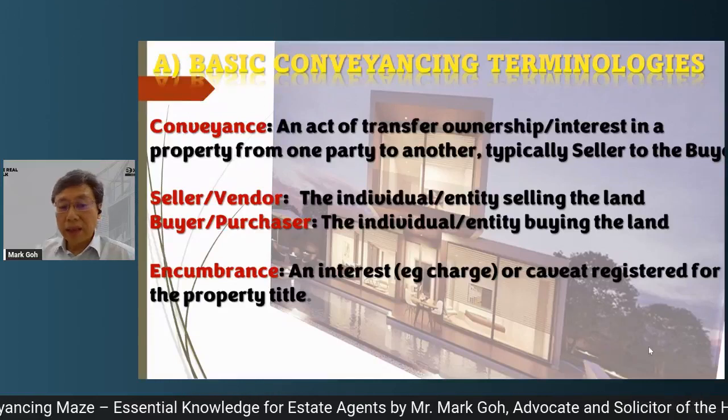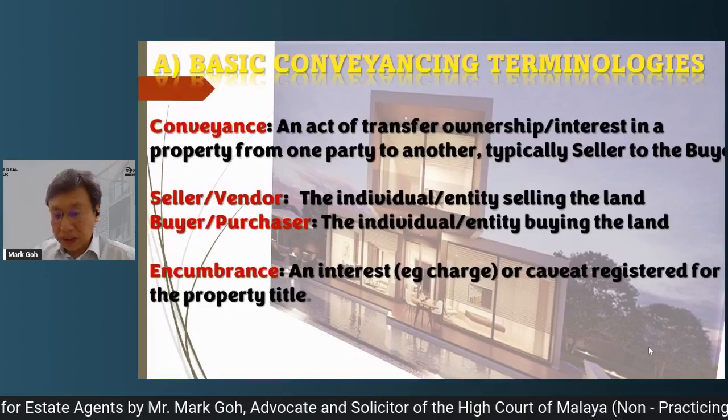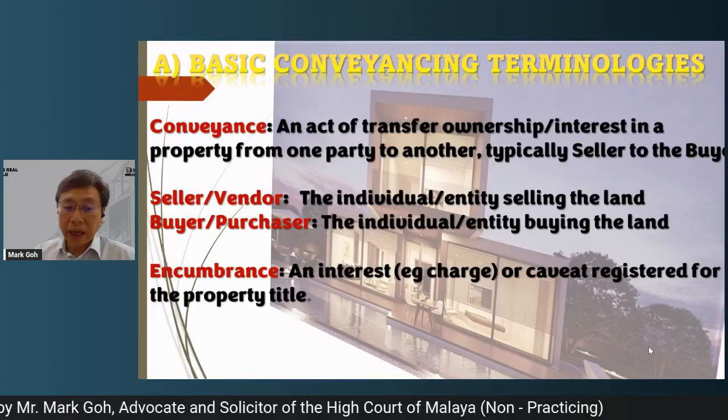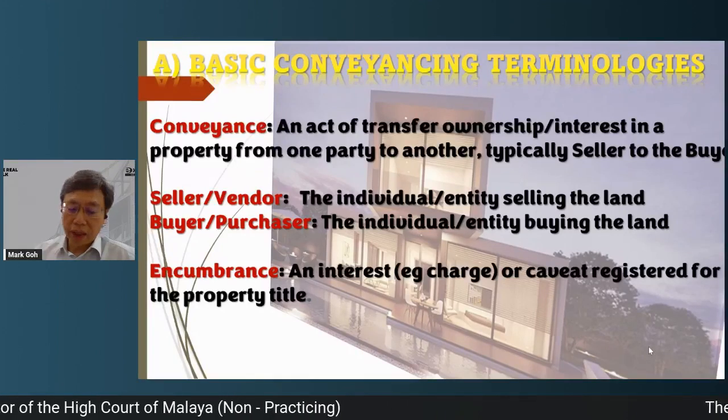A title that has got no charge or interest is a clean title. What you call clean, we call an unencumbered title, or another phrase, free from encumbrances.